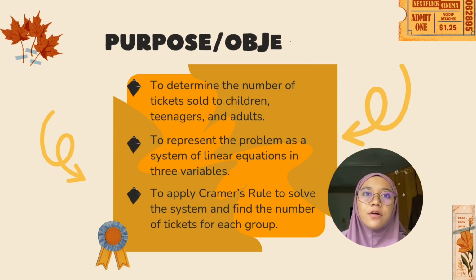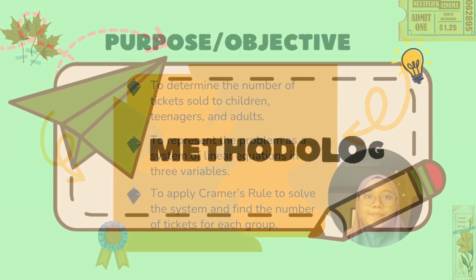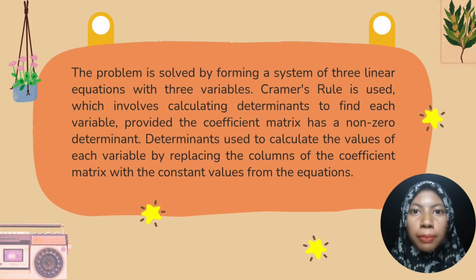The purpose of question number 4 is, number 1, to determine the number of tickets sold for children, teenagers, and adults. Number 2, to represent the problem as a system of linear equations in 3 variables. And number 3, to apply Cramer's rule to solve the system and find the number of tickets for each group. Next, we go to the methodology.